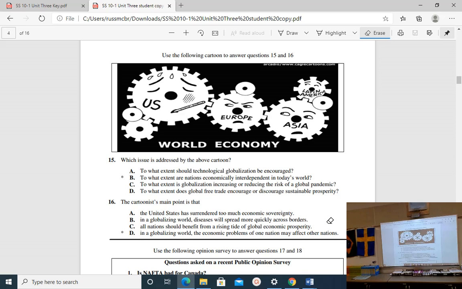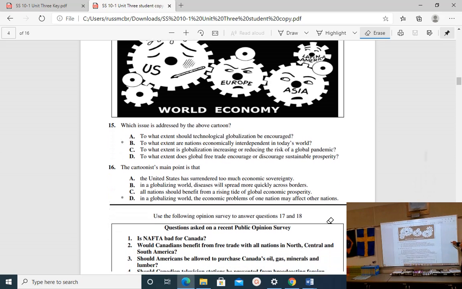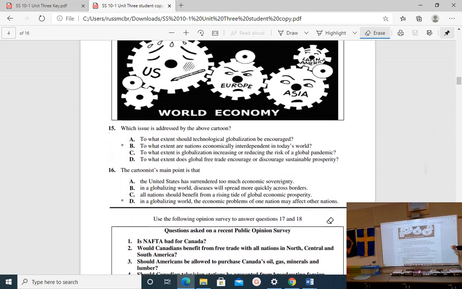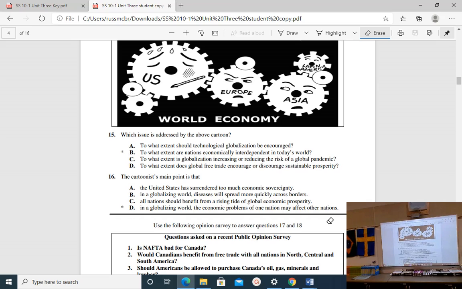The cartoonist's main point is that in a globalizing world, the economic problems of one nation may affect others. So the United States in 2007, 2008 had a financial meltdown. It causes the Great Recession. In 1929, the United States has a stock market crash. It causes the Great Depression. So in both of those cases, an economic sickness coming out of the United States ends up infecting the world. So that is deep.